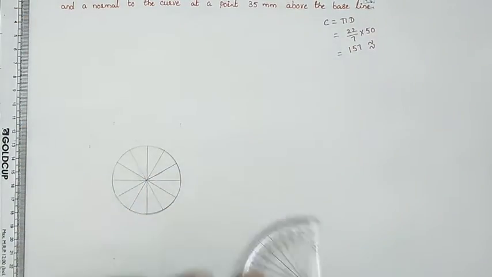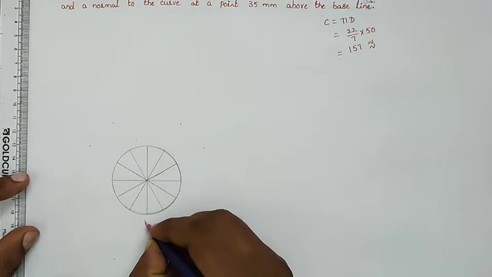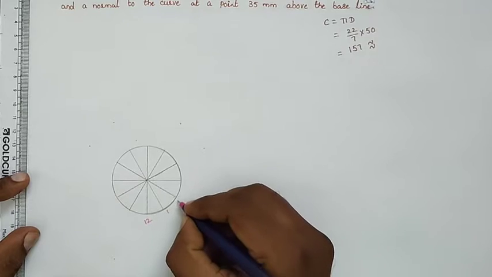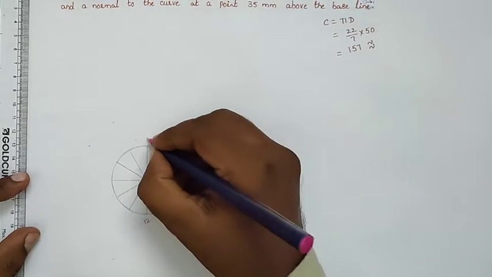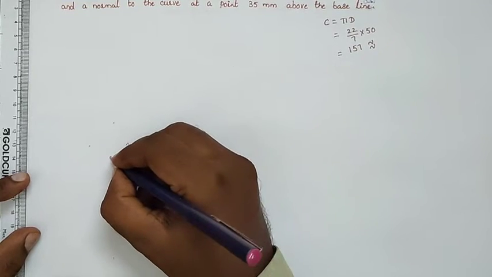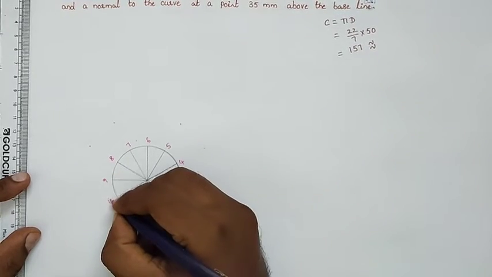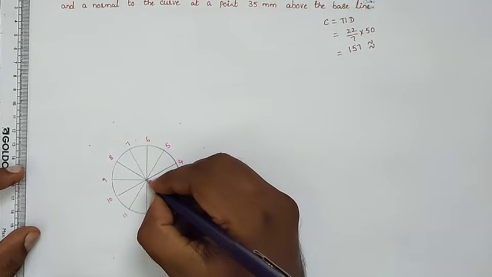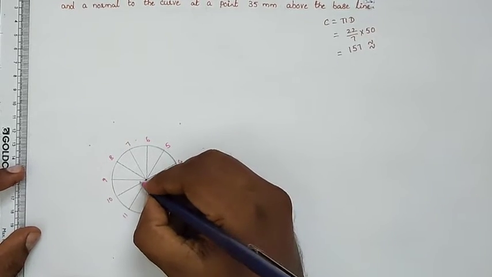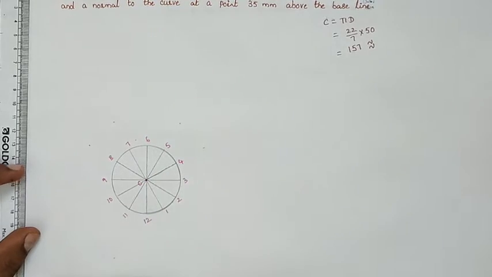Okay. Now we will give the notations on the rolling circle. I am giving 12 here, then 1, 2, this is 3 and this is 4, 5, 6, 7, 8, 9, 10 and 11. Like that we will give the notations, and this one is the center, C.